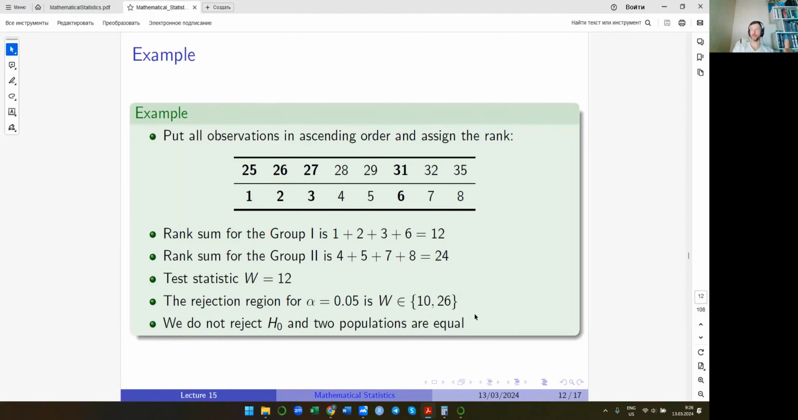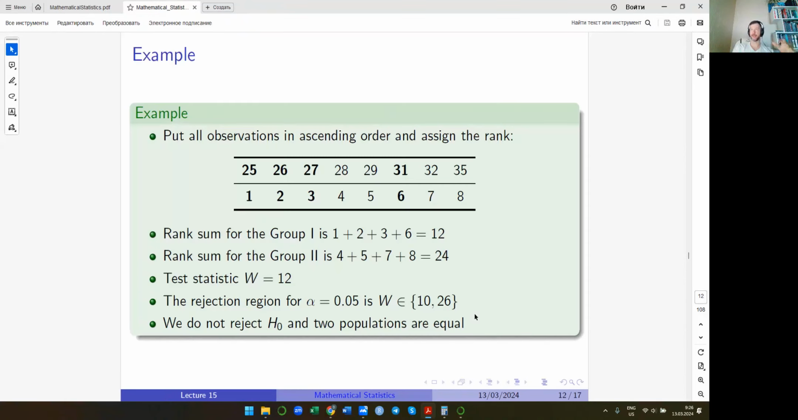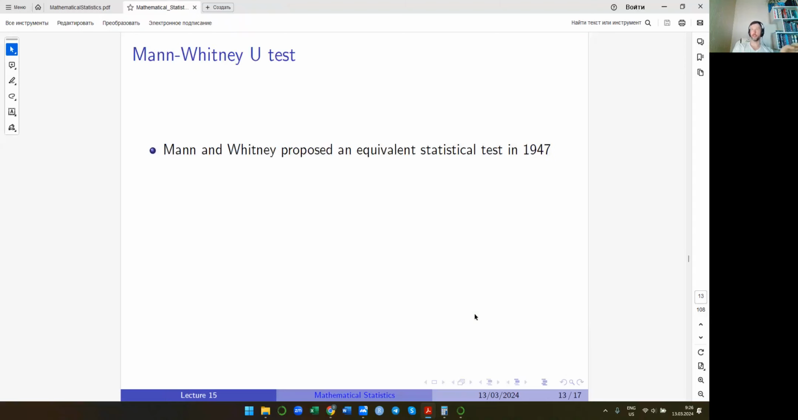But there is an extension of the Wilcoxon test. And the most popular test that solves the same task is called the Mann-Whitney U test. So basically they have the same result. But in practice, Mann-Whitney, or sometimes it is called the Mann-Whitney-Wilcoxon test, with three names, has been proposed 2 years later, in 1947.